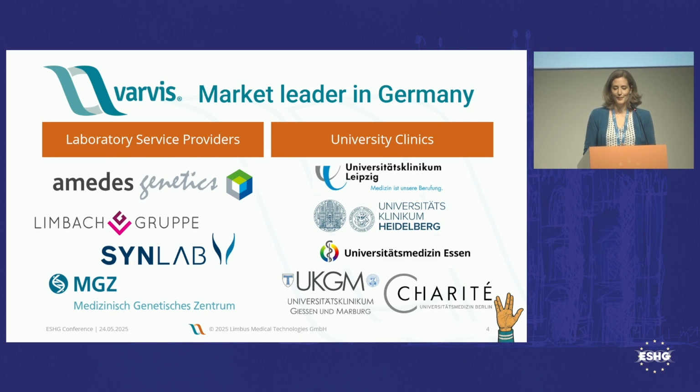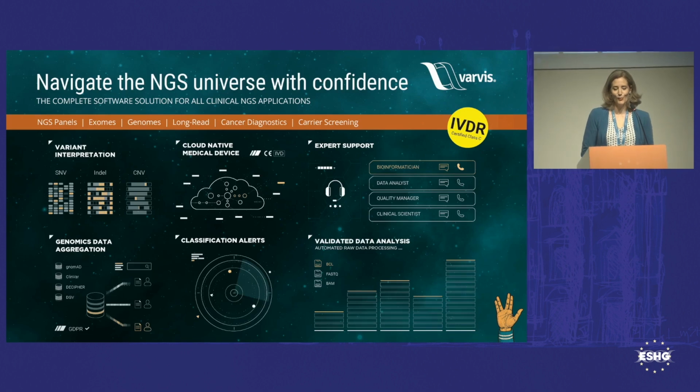We are also happy and proud that we are currently leading the market in Germany. You see some examples of laboratory service providers and university clinics that use the varvis software in routine diagnostics. And this is just an overview of what you can do with the varvis software. It's a complete software solution for all clinical NGS applications. In the orange banner, you see the use cases. You can analyze smaller NGS panels, exomes, genomes, also carrier screening, cancer diagnostics. And the newest addition to the portfolio of analysis is the long-read data analysis in the center.